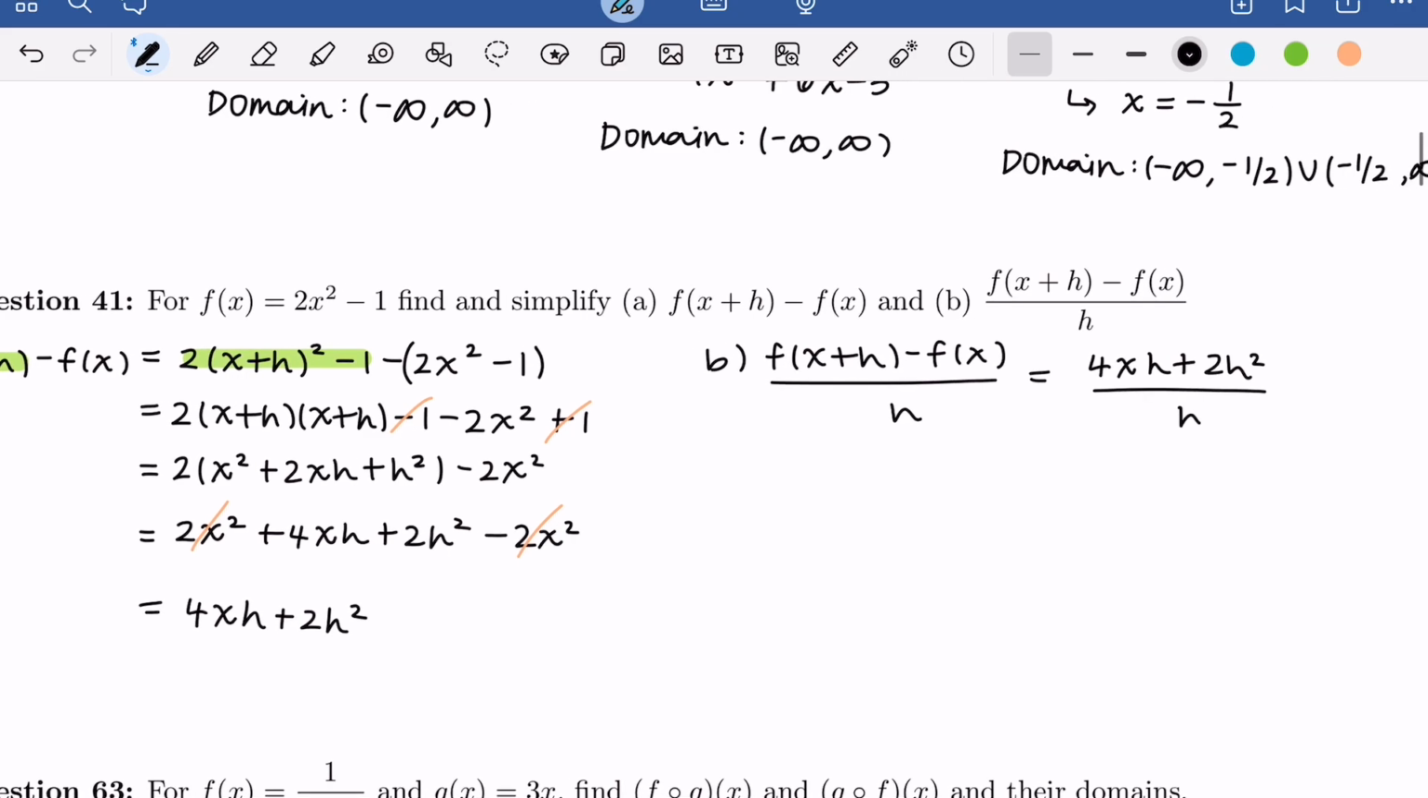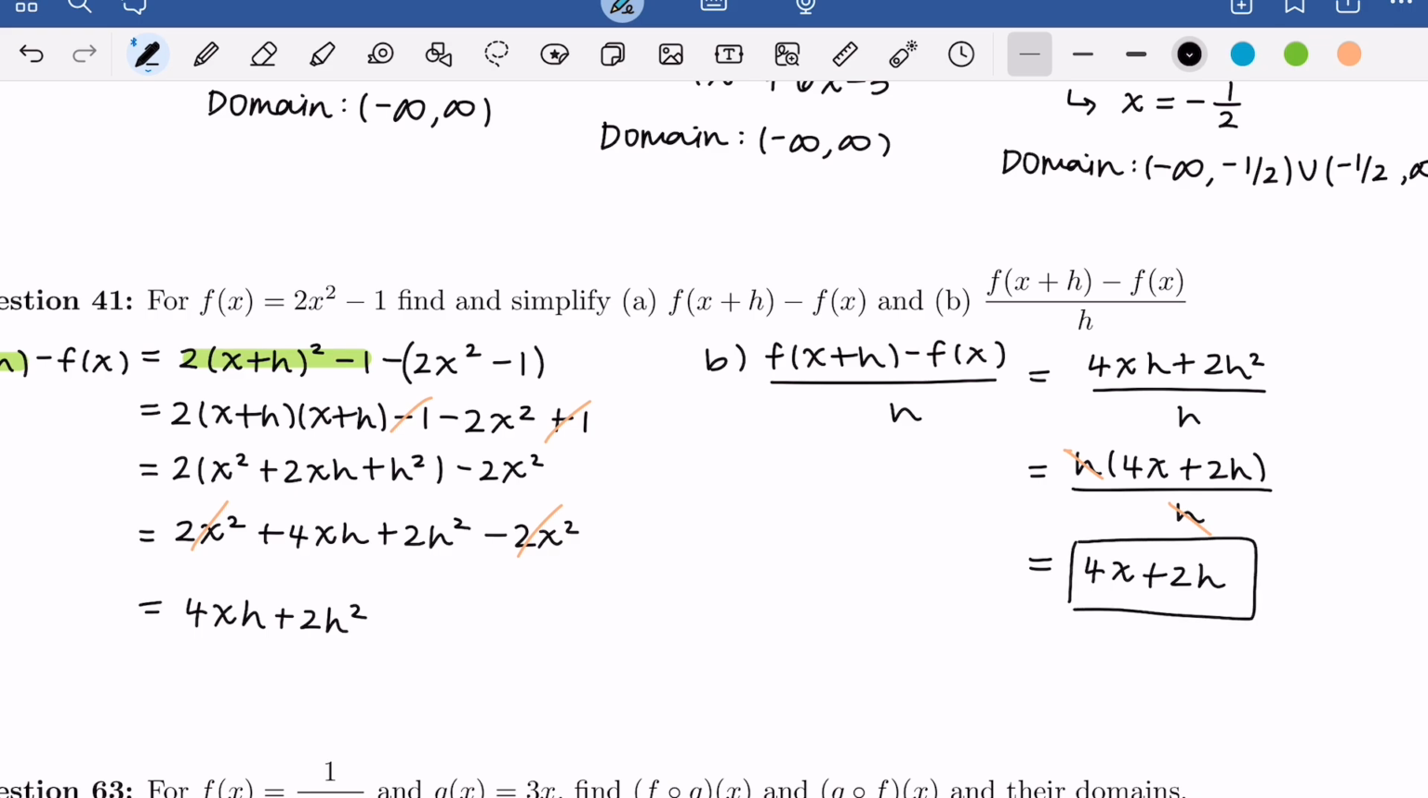Now from here, we can simplify this guy. Both of these terms have a factor of h. So if we factor that guy out, we're left with this here, and this is all over h. Now since we have an h in the numerator and the denominator, these guys are going to cancel, and so we're just left with 4x plus 2h, and so this is our difference quotient for this function here.